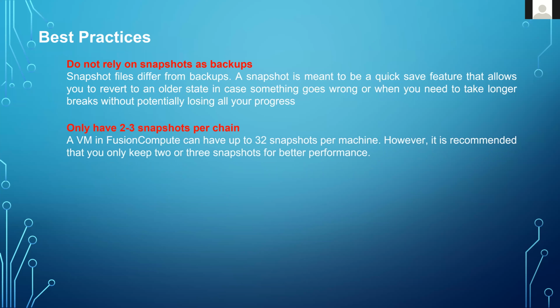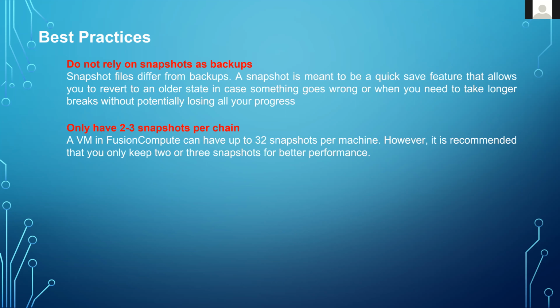As we know, in FusionCompute we have up to 32 snapshots per machine, but it is recommended that you only keep 2 or 3 snapshots per chain. This is recommended for better performance. Please do not take snapshots up to 32. Once you have done your testing and everything is working fine, you can delete your snapshot and go back to your original list. Please do not keep more than 3 snapshots per chain. This is a best practice.